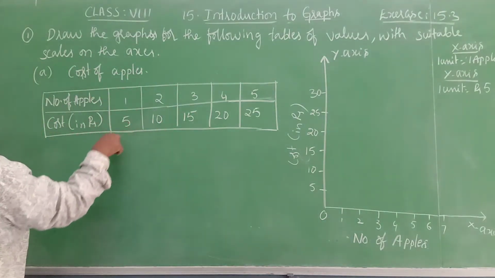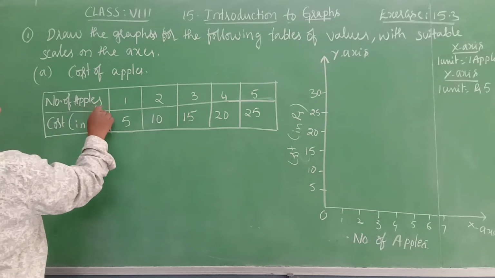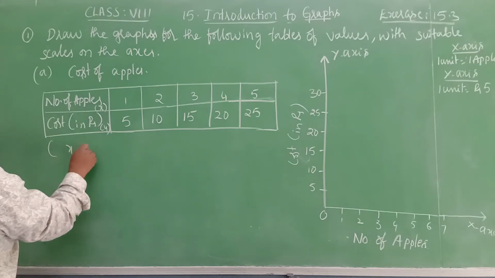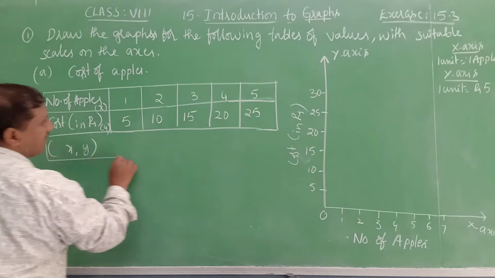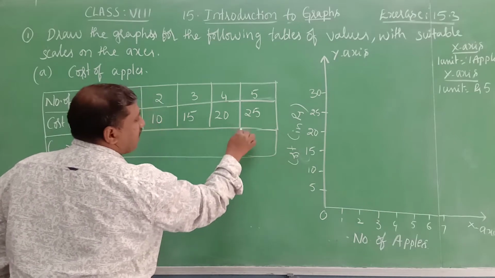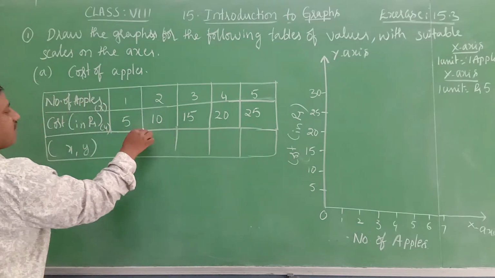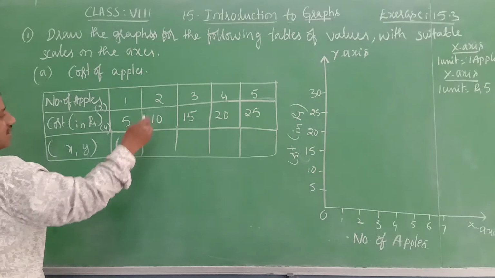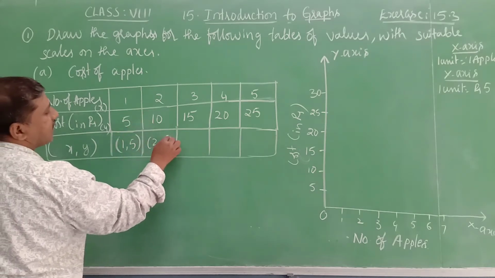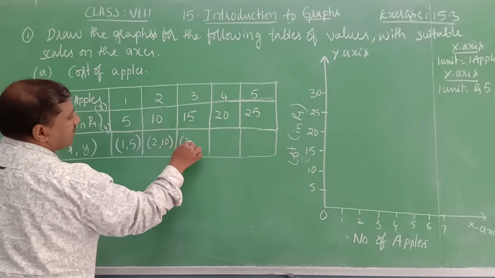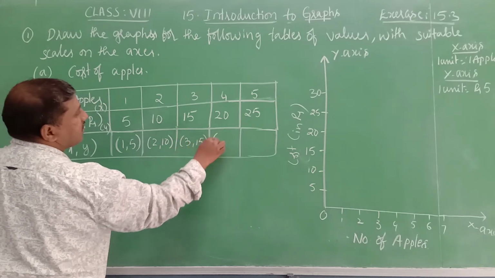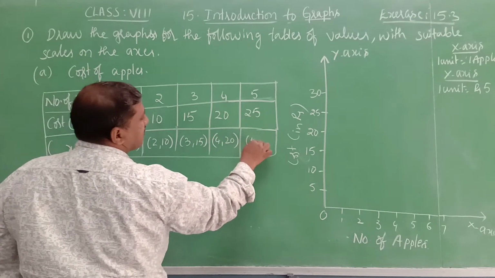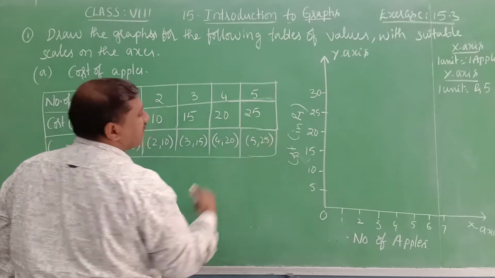Both the values will give you the points. If you take this as the x-axis value and this as the y-axis value, then x comma y, we will get the x comma y values in the form of ordered pairs. First we write the x coordinate value, that is 1, 5. The second one is 2, 10. The third point will be 3, 15. The fourth point is 4, 20. The fifth point is 5, 25.